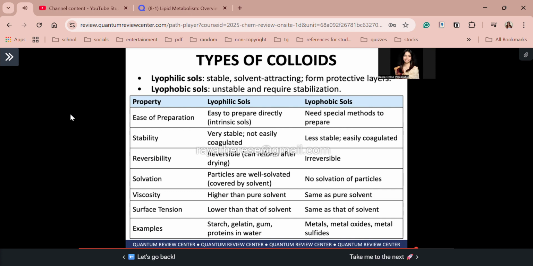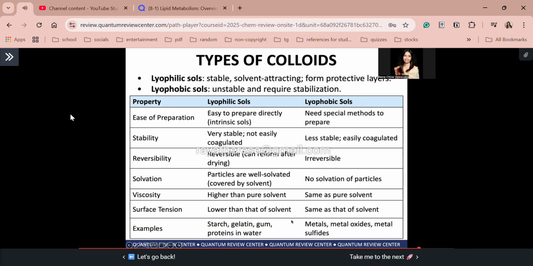Okay? For lyophilic salts, the particles are well solvated. Mas madali silang nakakover ng solvent kasi solvent attracting sila. However, for lyophobic salts, there are no solvation of particles. Okay? So lyophilic salts, their viscosity is higher than the pure solvent. But for lyophobic salts, their viscosity is the same as a pure solvent. Tapos surface tension naman, lyophilic salts lower than the solvent, or lyophilic salts same.